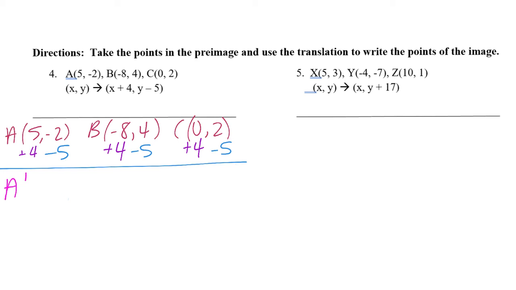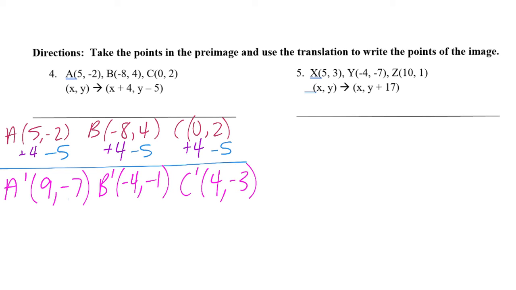So A prime is going to be 5 plus 4 is 9. Negative 2 minus 5 is negative 7. B prime, negative 8 plus 4 is negative 4. 4 minus 5 is negative 1. C prime, 0 plus 4 is 4. 2 take away 5 is negative 3. So there are all of my new points.